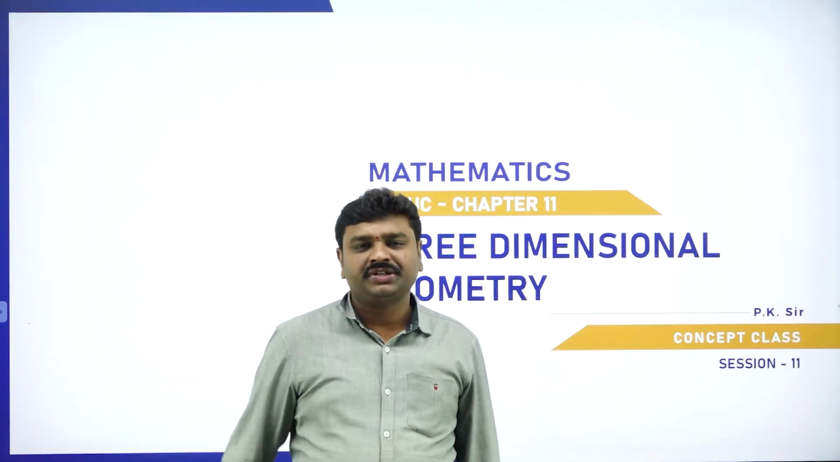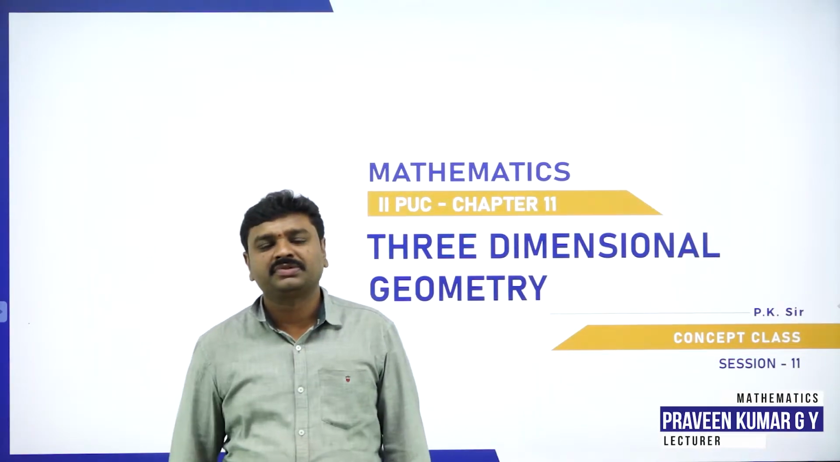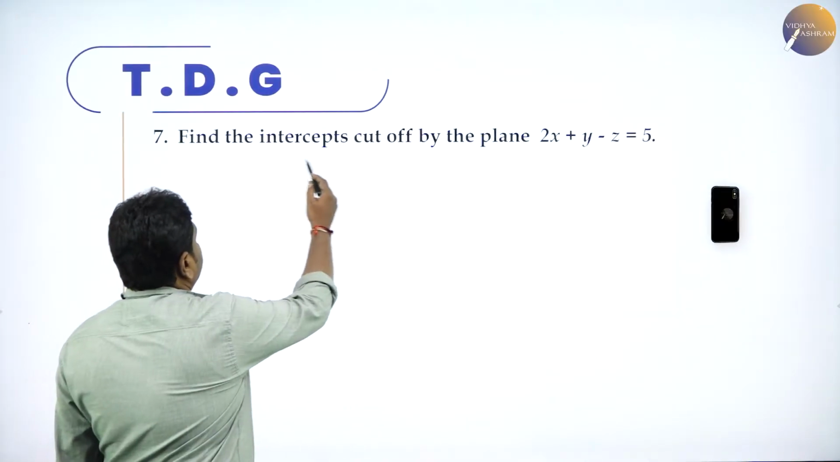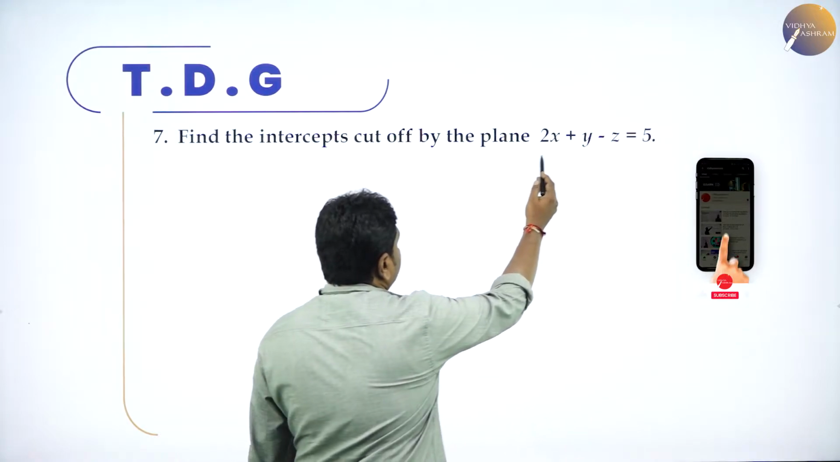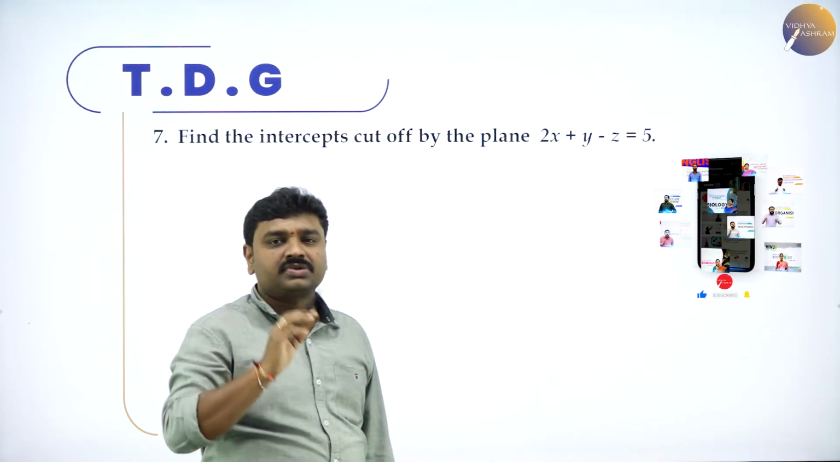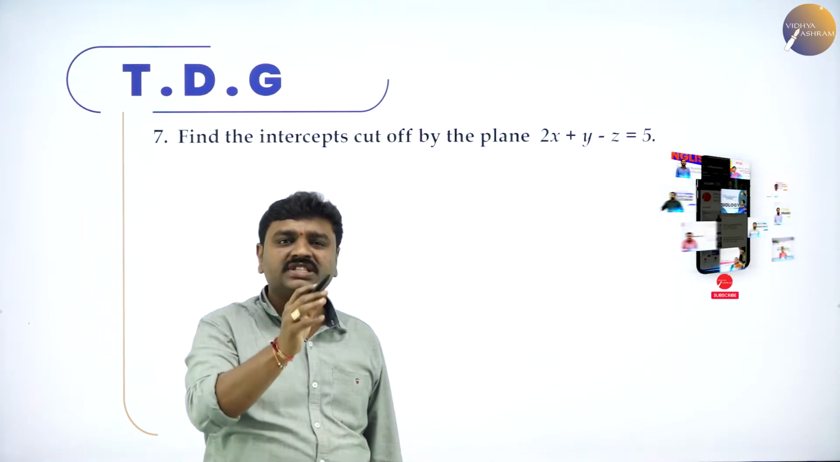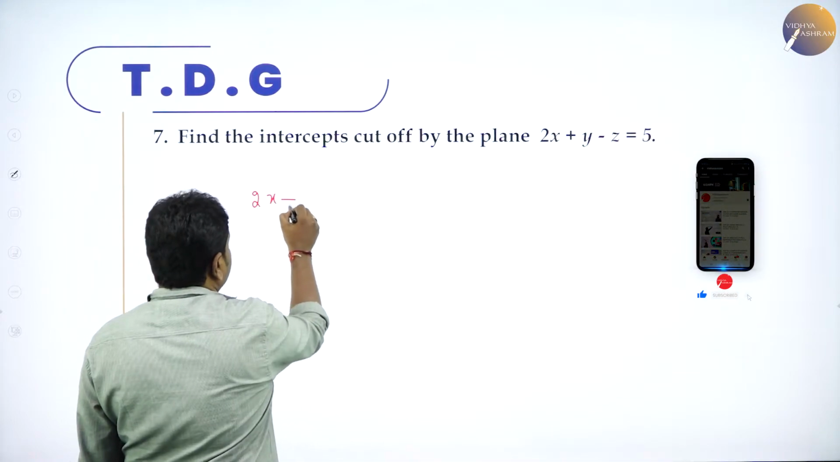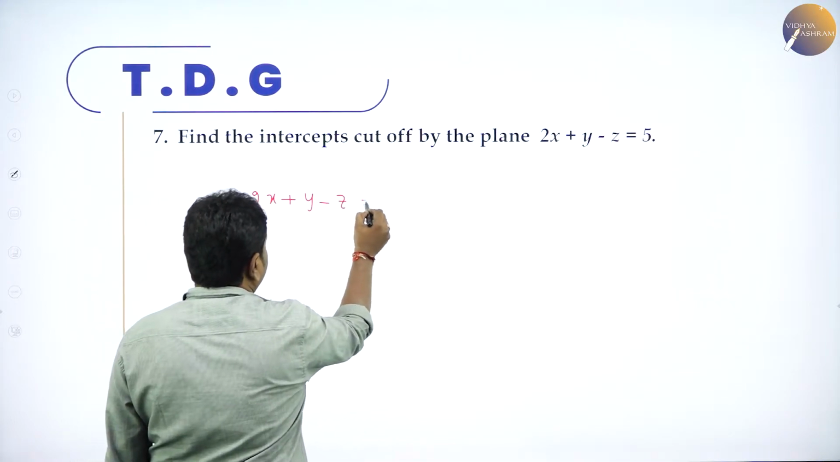Welcome to the session, dear students. Today we'll go ahead with the problems of three-dimensional geometry. Find the intercepts cut off by the plane 2x plus y minus z equal to 5. They want you to find the intercept, so convert the problem to intercept form. So now let us take 2x plus y minus z is equal to 5.